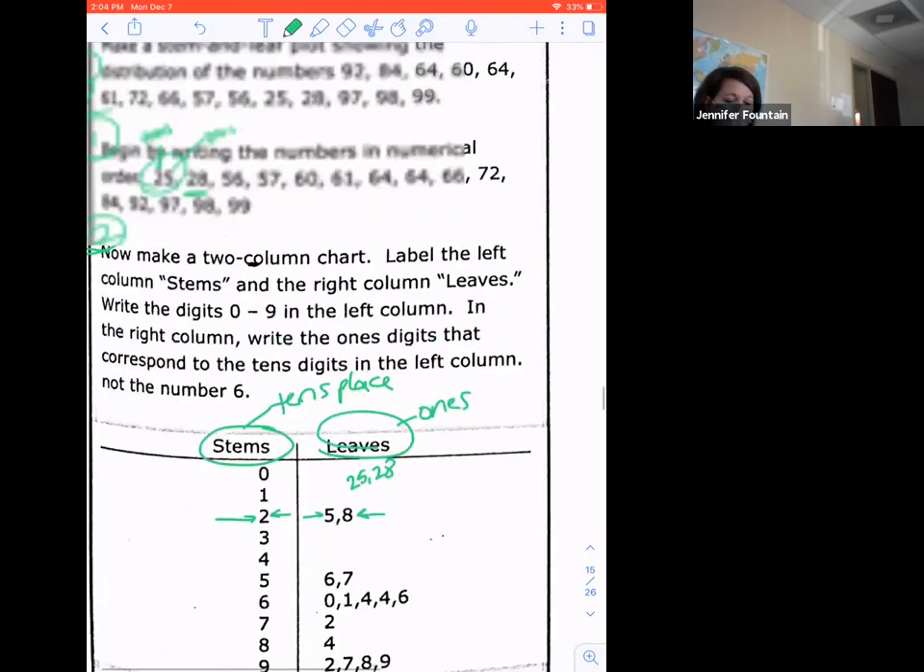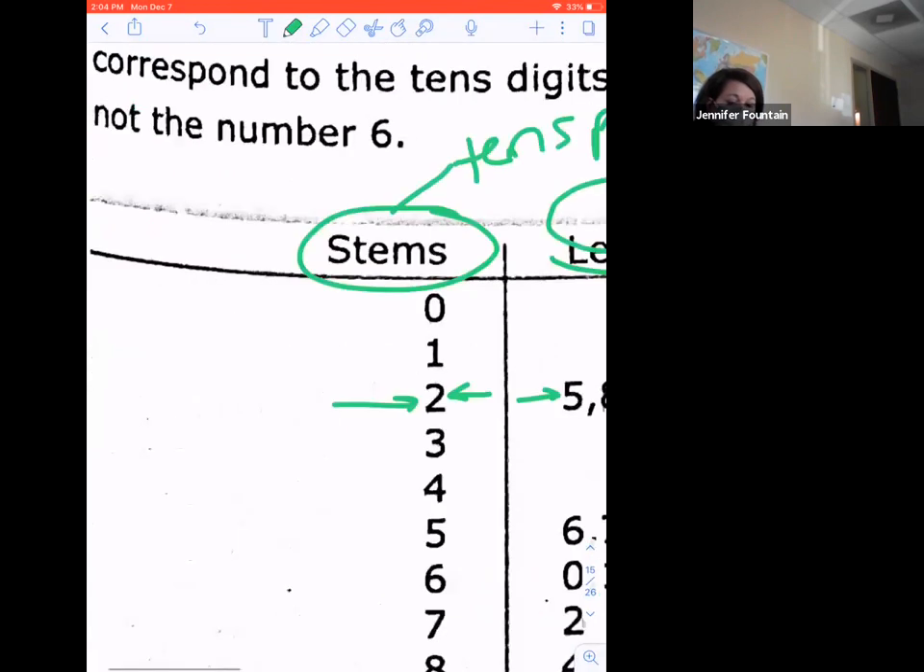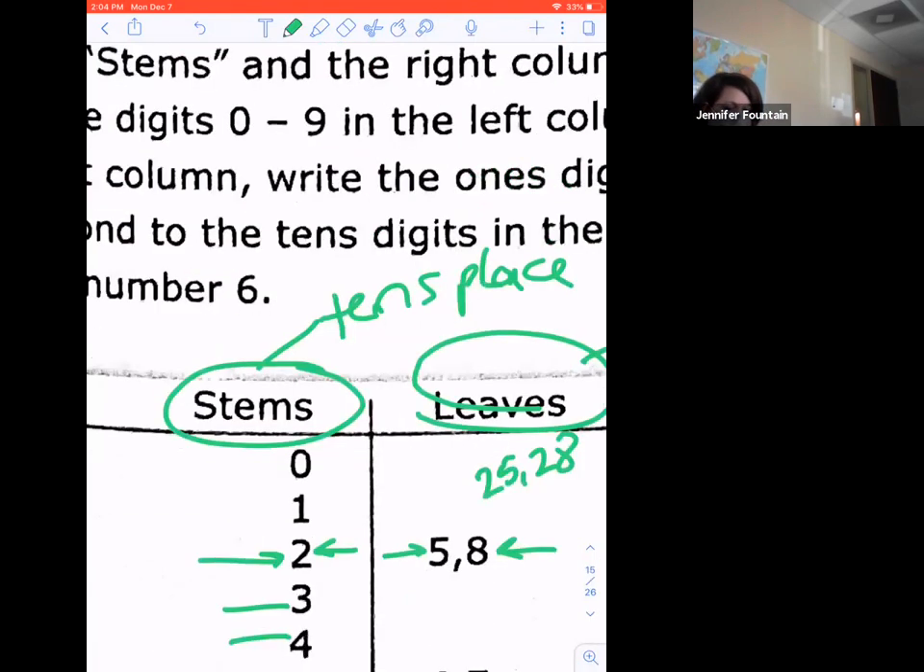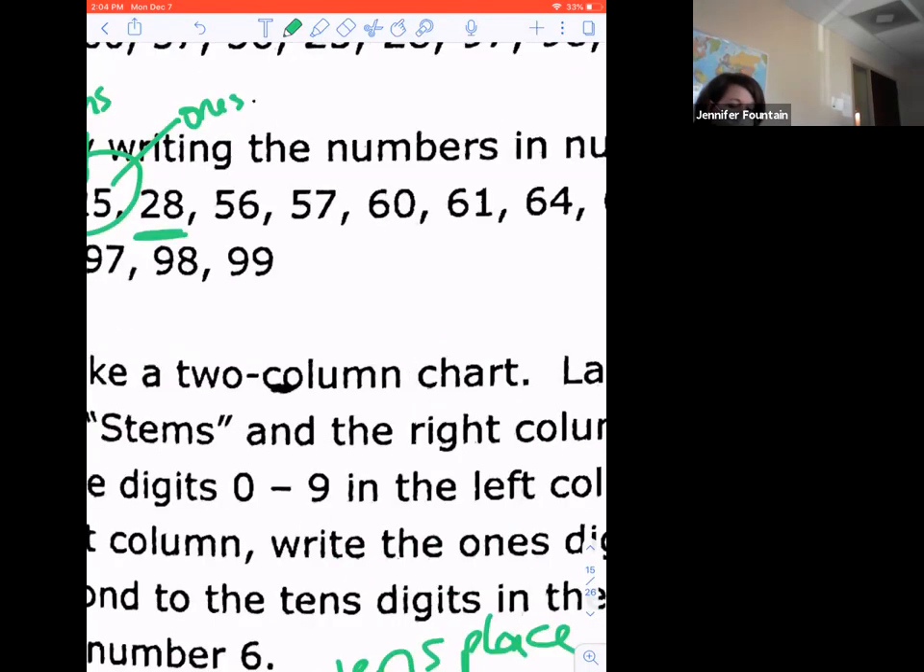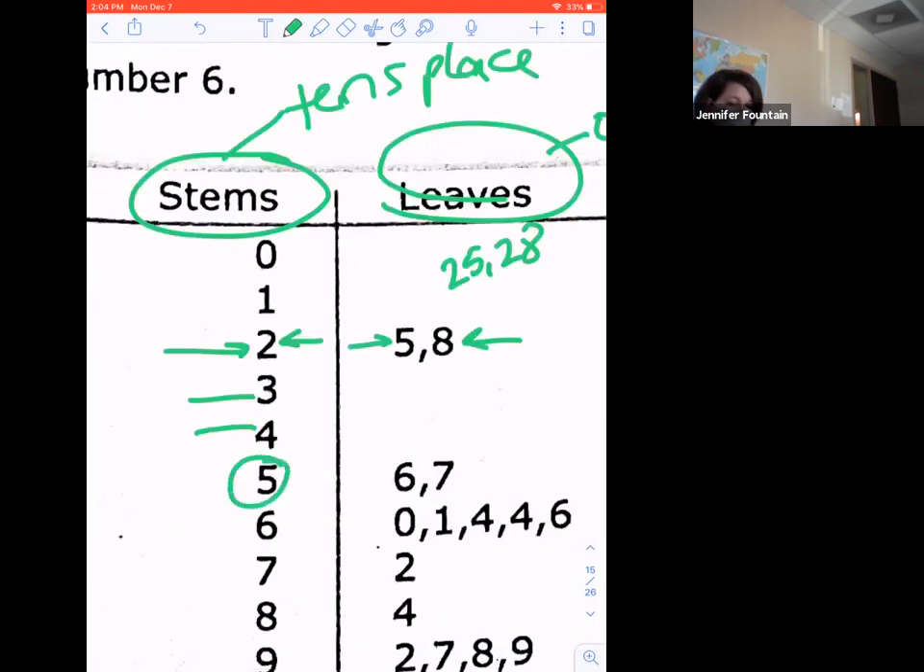Notice that it jumped from 28 to 56. So that means I'm not going to have anything in my 3 or 4 stems. Now, when I get to my 50s, I can see I've got a 56 and a 57. So my stem is 5, and I have a leaf of 6 and a leaf of 7. That represents 56 and 57.